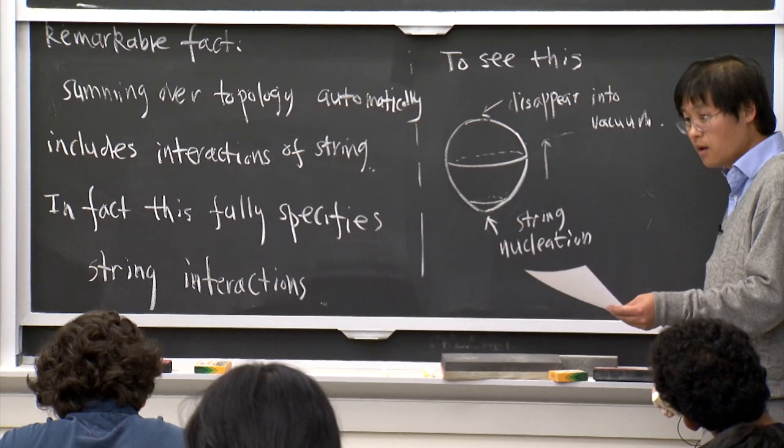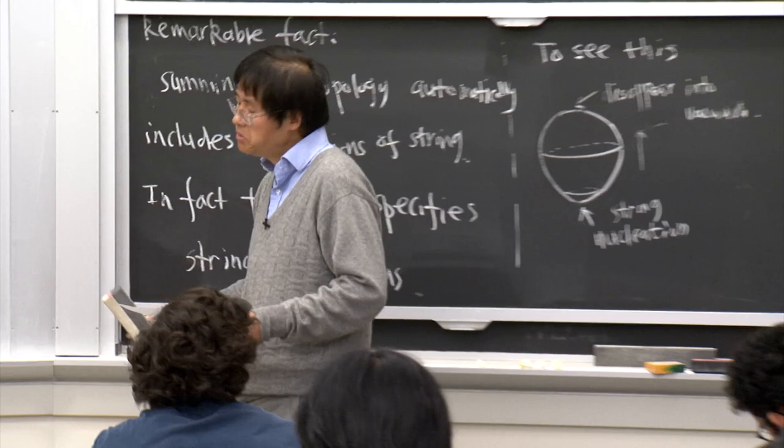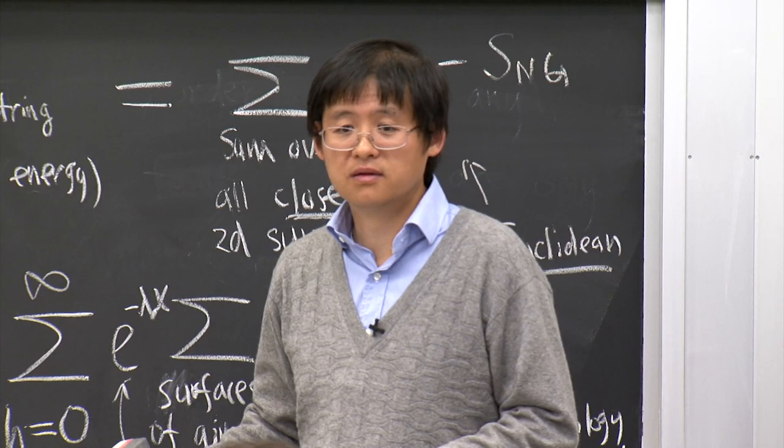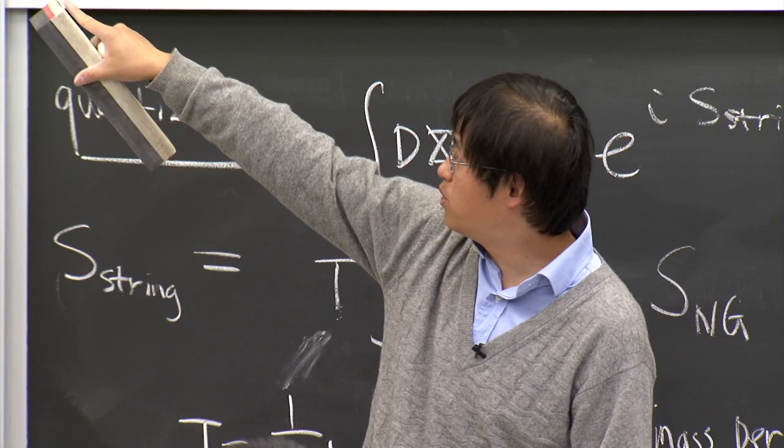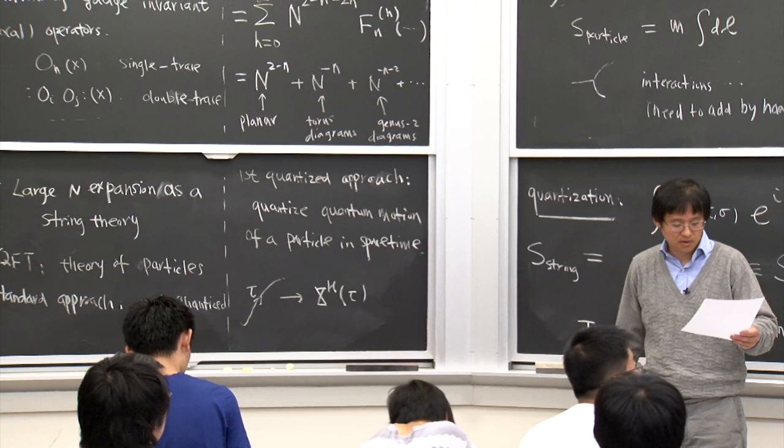Why do we only talk about closed strings? Because it's enough for my purpose now. I'm not trying to give you the full string theory at the moment. I'm just trying to give you the bit of string theory that is enough to make that point, that the large N expansion is like a string theory. Otherwise it would take the whole semester to reach the point.